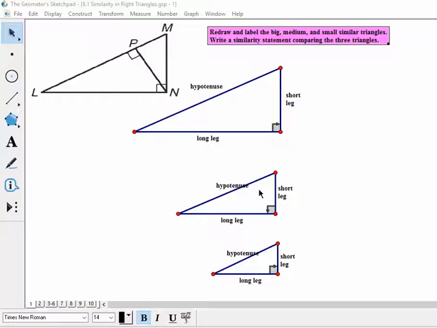Hello, this is Ms. DB, and this is going to be a short video on some help on the 8.1 Similarity in Right Triangles assignment. I opened the version that's in Geometer's Sketchpad. I think it's a lot easier to use Sketchpad than to try to write this out on Word.